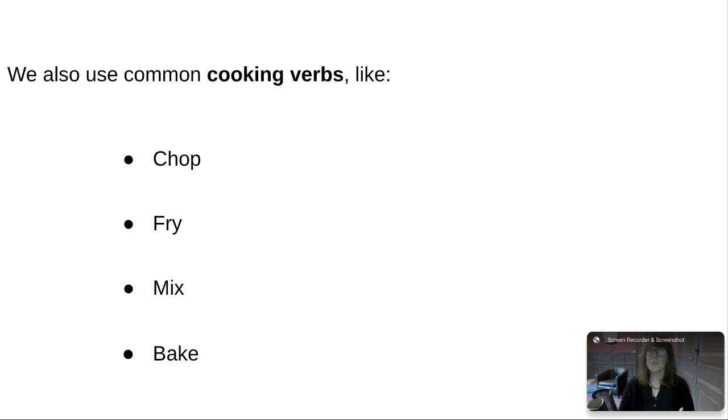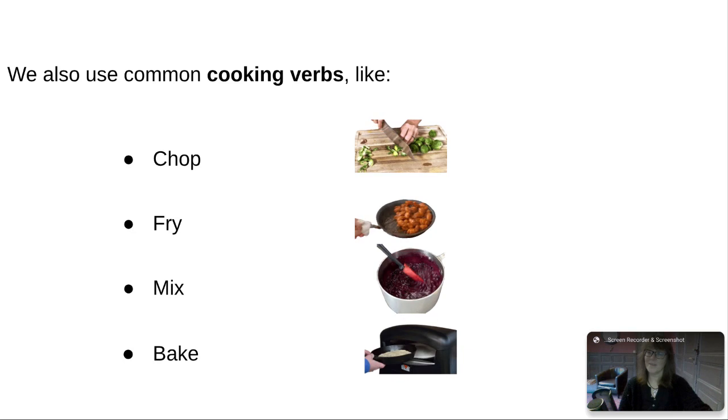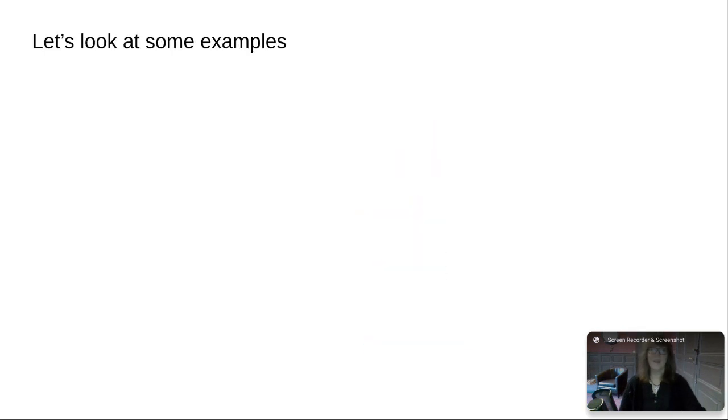We also use common cooking verbs. For example, chop, fry, mix, and bake. So let's look at some examples using the sequencing words and the common cooking verbs.